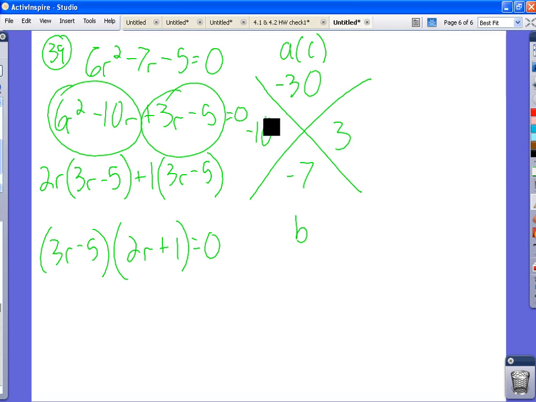Now we're going to split apart negative 7r into negative 10r and 3r. That combines to make negative 7r. Wait, can you say that one more time? We're going to rewrite negative 7r as negative 10r plus 3r. Numbers that multiply to negative 30 and add to make negative 7. Okay. So we took these, what they have in common, and we'll get the same factor twice. And then we factor that out, we get 3r minus 5 times 2r plus 1.